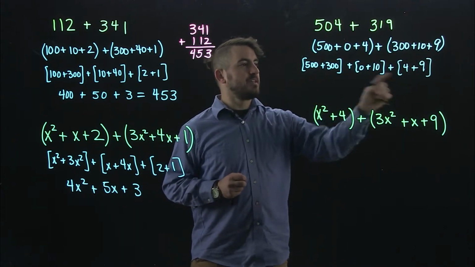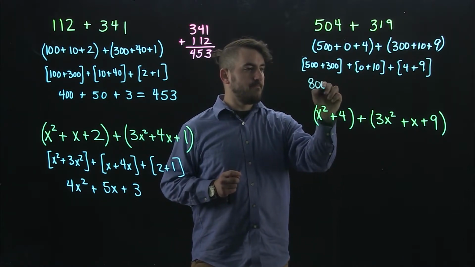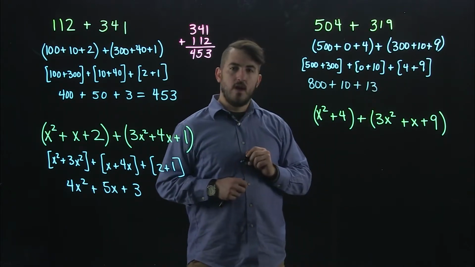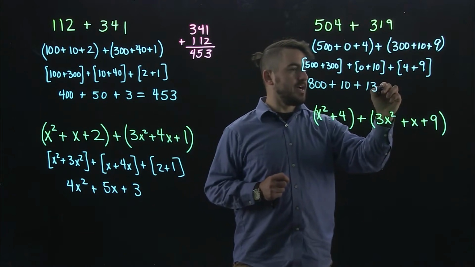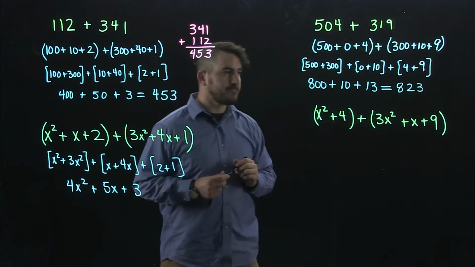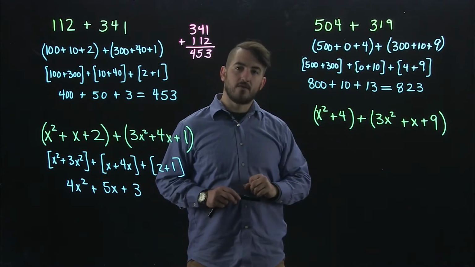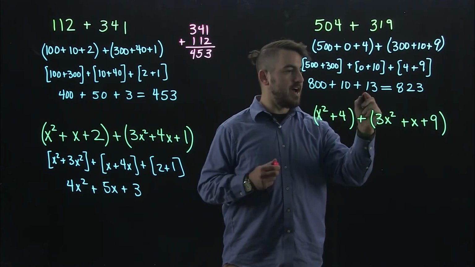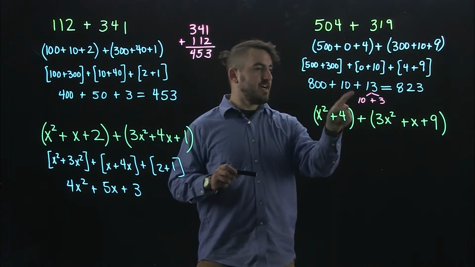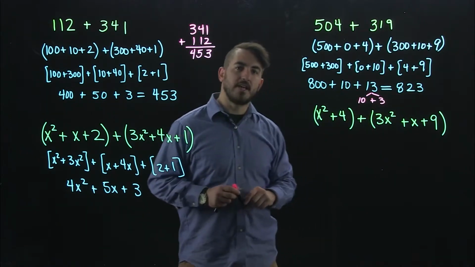Okay, so I'm going to group these up. So this is going to give me 800 plus 10 plus 13. And so when we add these up, we get 823. What we see here is the 3 stays in the ones place, and this 1 is going to carry over into the tens, because you can visualize this as 10 plus 3. And so we would have 10 plus 10, which gives us the 20, and then the 3, and then plus the 3 would give us the 823.